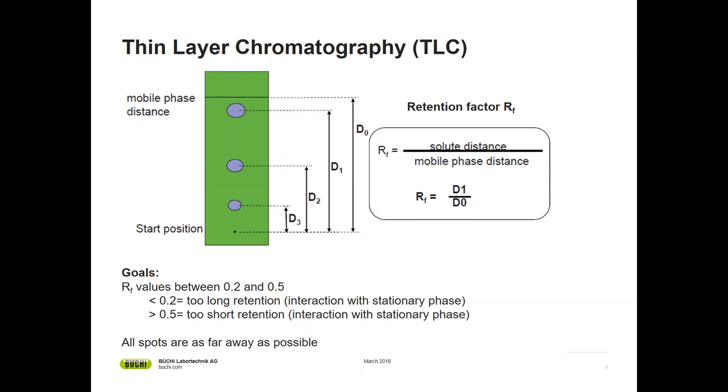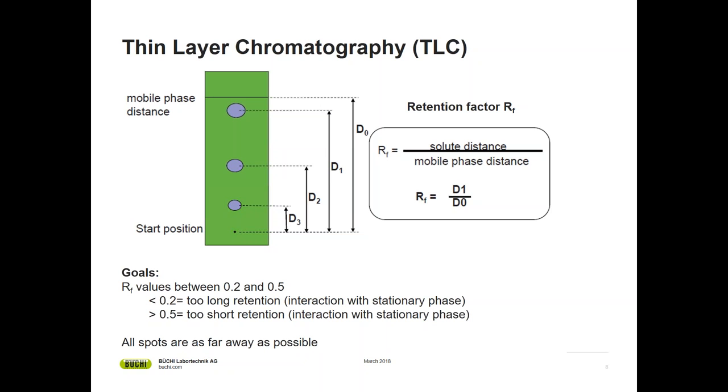Now, to analyze how well your target compound is separated, you calculate its retention factor RF, which is the solid distance divided by the mobile phase distance. And this RF value should be in the range of 0.2 to 0.5, because this makes your life then much easier later in the preparative method, flash or prep HPLC.